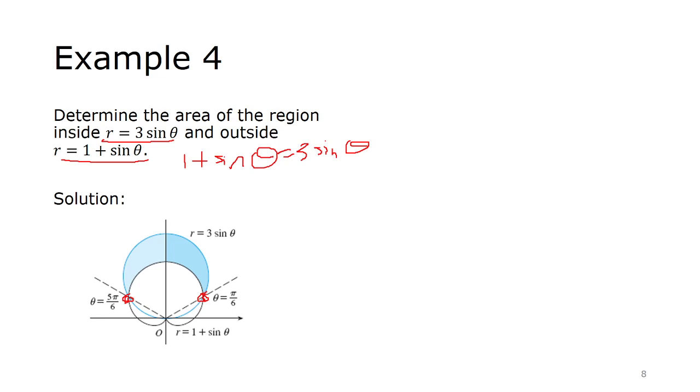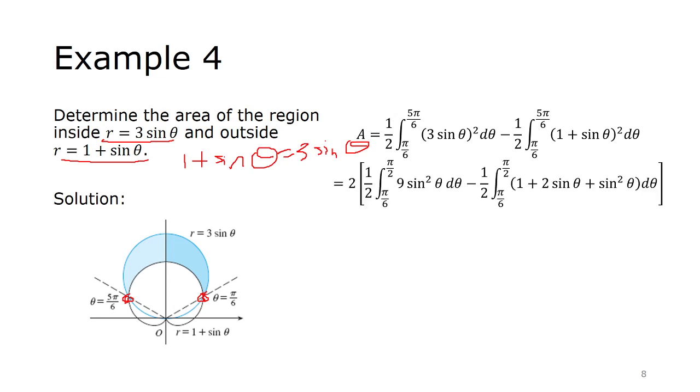Since we're looking for the difference between two curves, we need to subtract them. So we'll write two integrals, one for the outer function, which is the 3 sine theta function, and one for the inner function, which was the 1 plus sine theta function. Set up both using the 1/2 r squared formula with the same bounds for both, pi over 6 to 5 pi over 6. And then we do some calculus to compute that area.